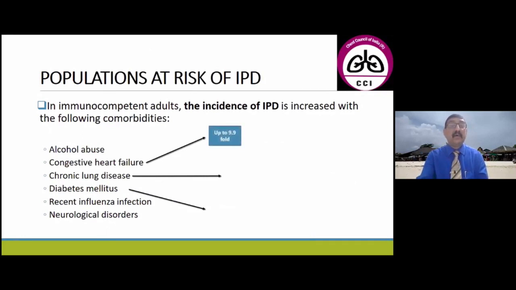Coming to the population at risk of developing invasive pneumococcal disease. A patient of congestive heart failure has a 9.9-fold increase in development of IPD, whereas in a patient of chronic lung disease the risk is much higher. The risk increases to 16.8-fold. So you can imagine the risk of invasive pneumococcal disease in a patient of chronic lung disease.